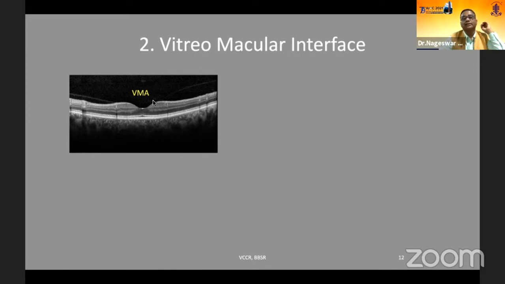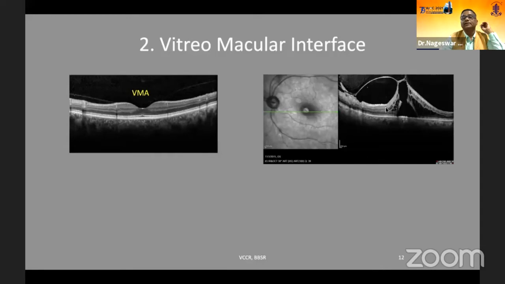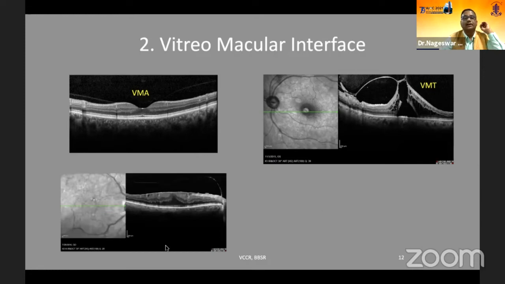There is an OCT diagnostic entity. Usually the patients don't come with any metamorphopsia or any problem, but here it is traction. This is called vitreomacular traction. That means there will be some change with the traction at the fovea. There will be disorganization, the layers will be deranged, so there will be pull in the foveal zone. So this is vitreomacular traction, and this is ERM.